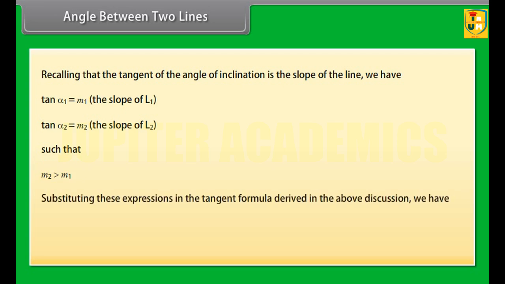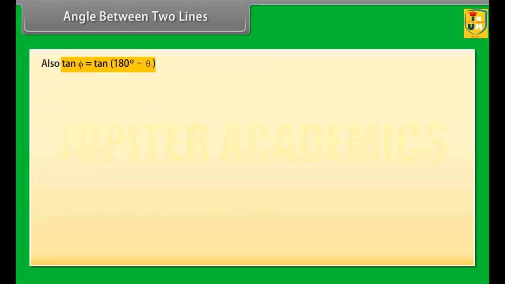Substituting these expressions in the tangent formula derived in the above discussion, we have tan phi = (m2 - m1)/(1 + m1 m2). Also, tan theta = tan(180 degrees - phi) = -tan phi = -(m2 - m1)/(1 + m1 m2), as 1 + m1 m2 is not equal to 0.